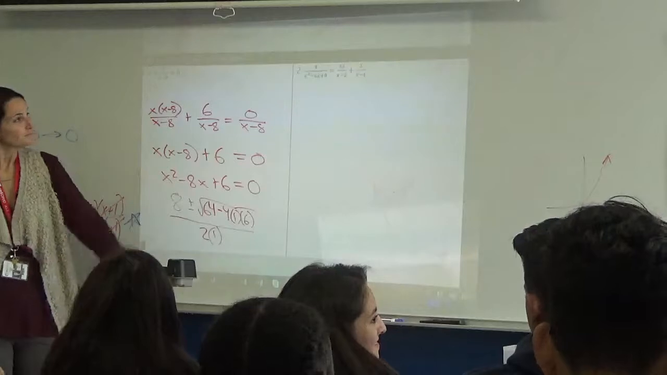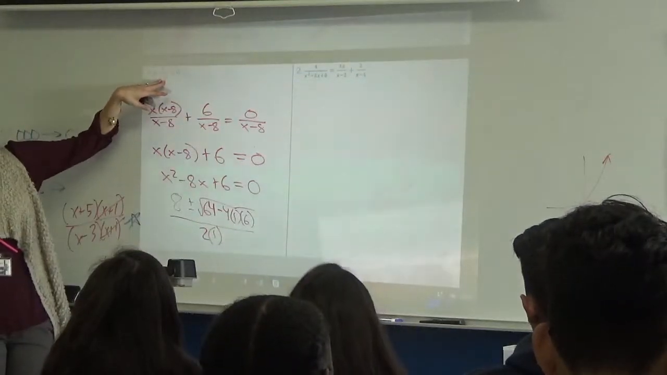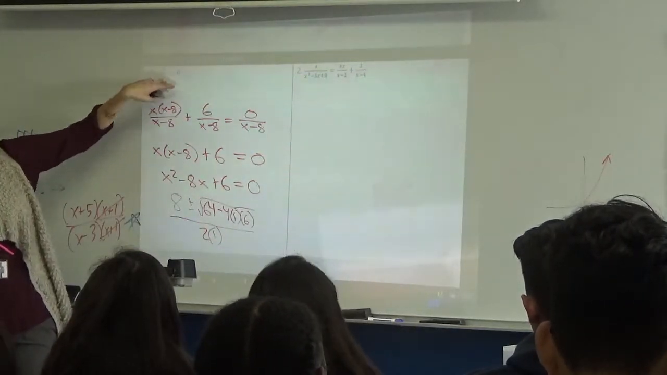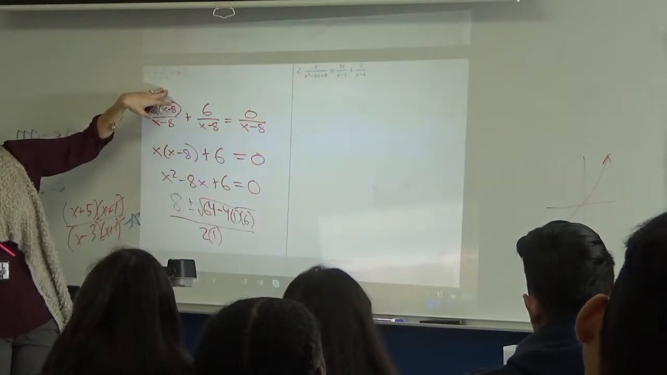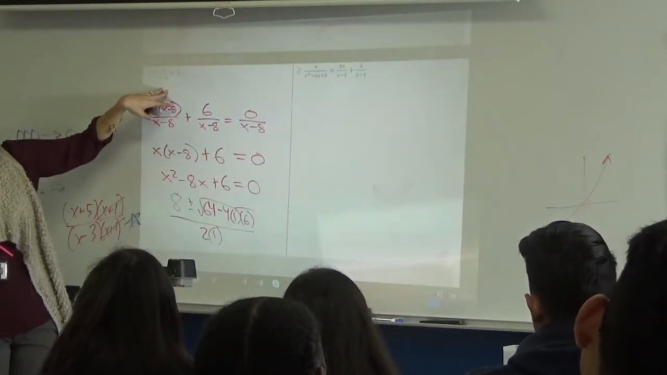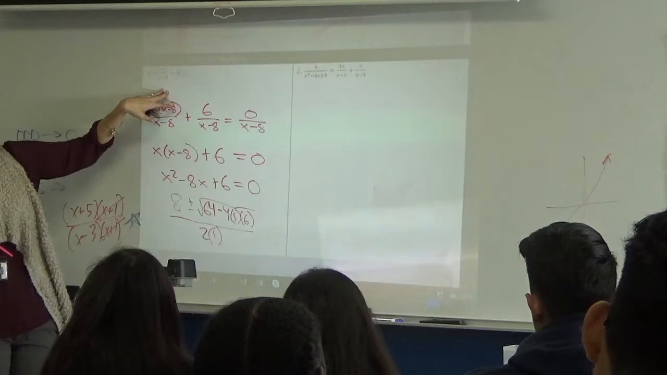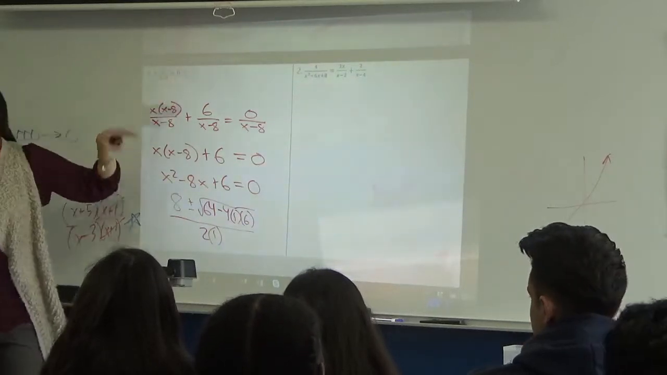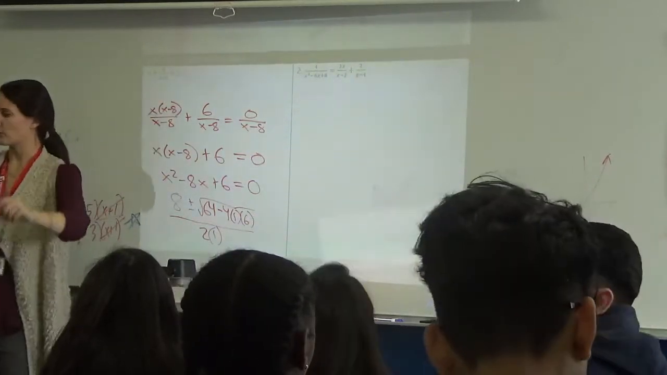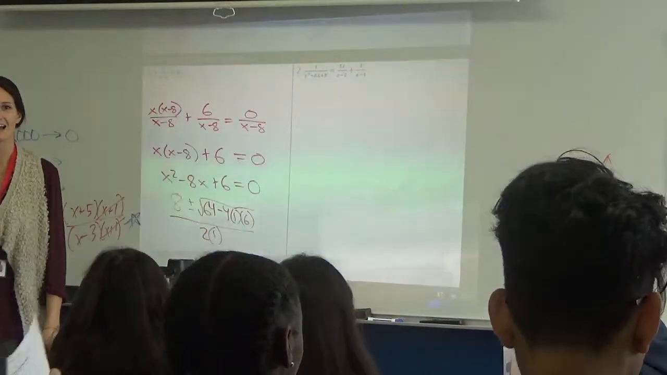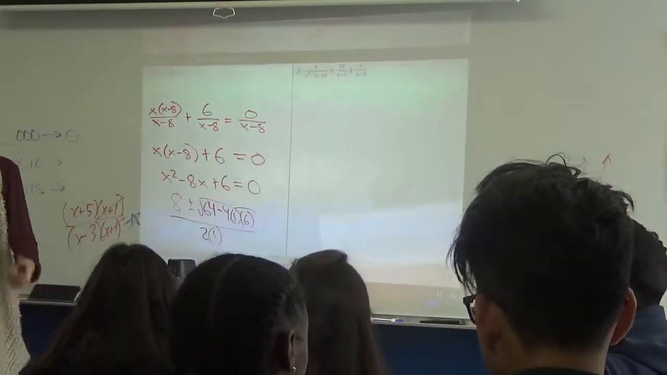It's not that bad. Keep in mind, what was our domain restriction? What was the only value that, if we were to get it, would be bad? It would give a 0 on the bottom. 8. So if you get 8, don't use it. You've got to throw it out. Okay? Bye-bye.